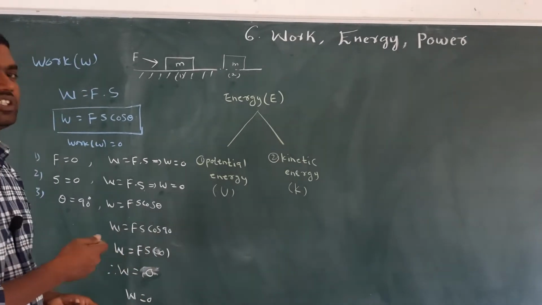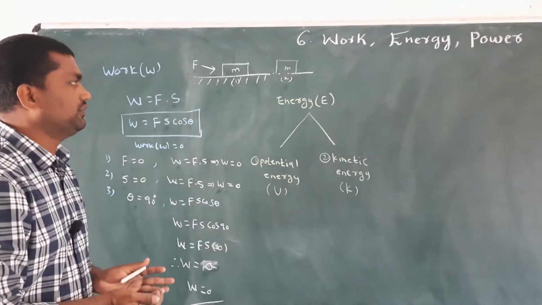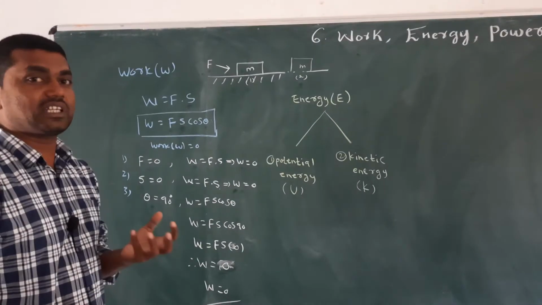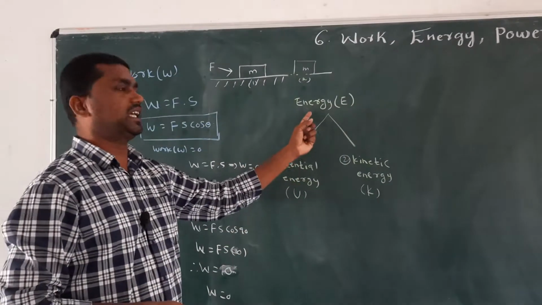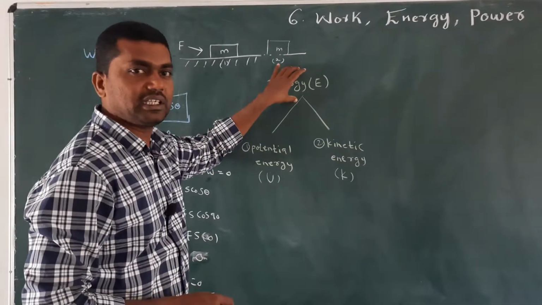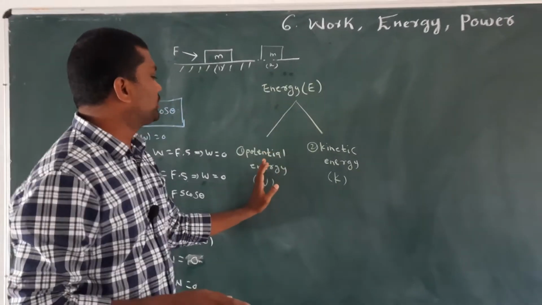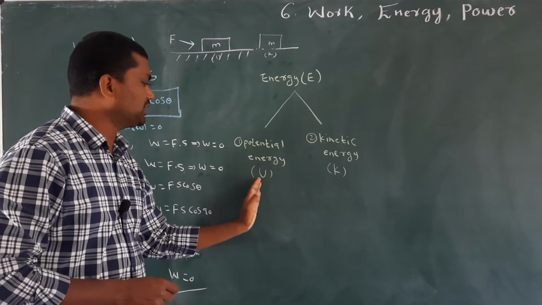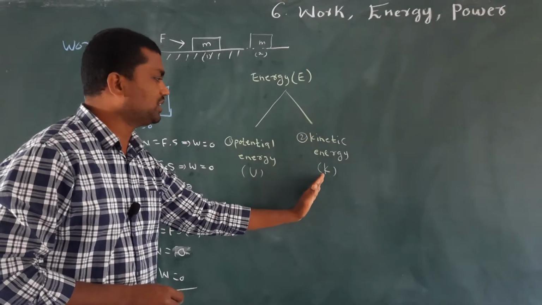First, the definition of energy. What is the meaning of energy? The capacity to do work is called energy. The energies are of two types, potential energy and kinetic energy. Potential energy is represented by U and kinetic energy is represented by K.